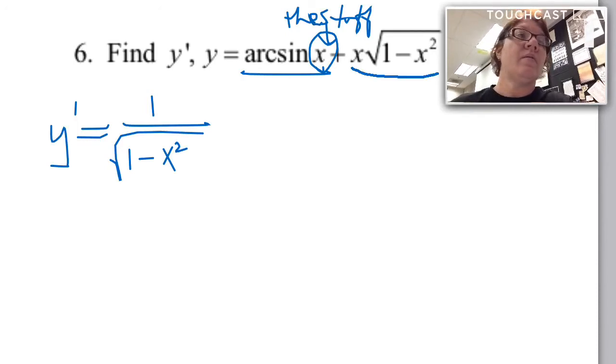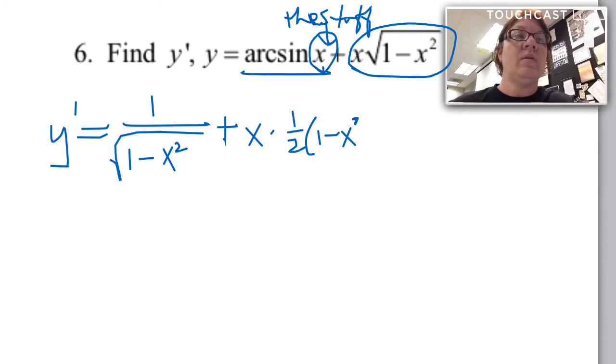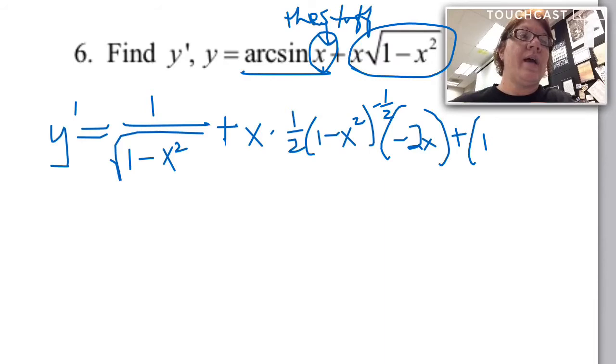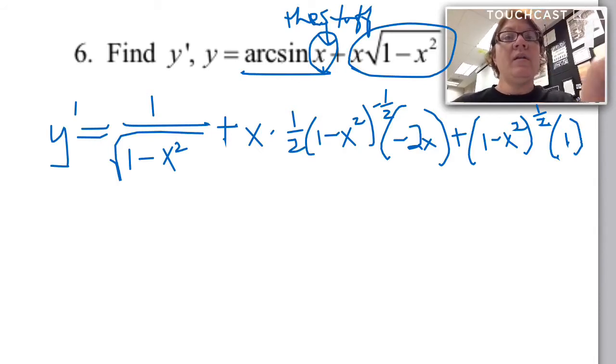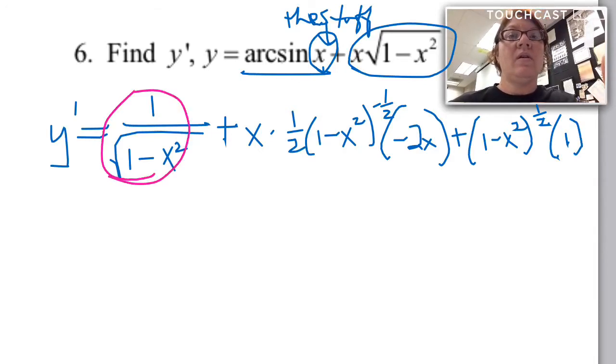And then the next term is just good old-fashioned product rule, so I'd be doing first times derivative of the second, which means I'd be powering down, so now it's negative a half, times the derivative of the inside, which is negative 2x. And then second, I'm going to write that to the positive 1/2 power times derivative of the first. Keep in mind that this is really 1 minus x squared to the negative 1/2.